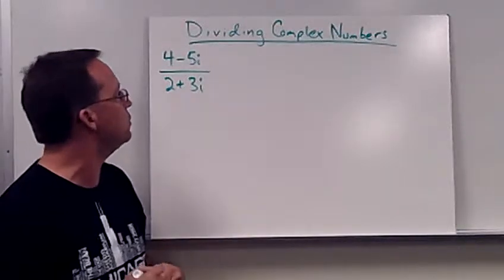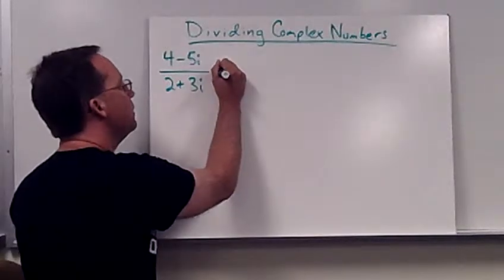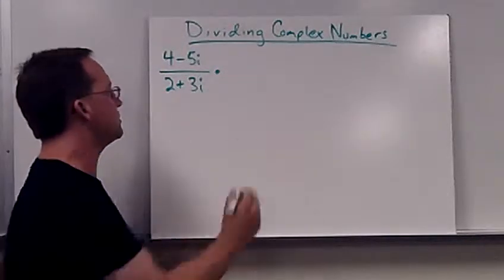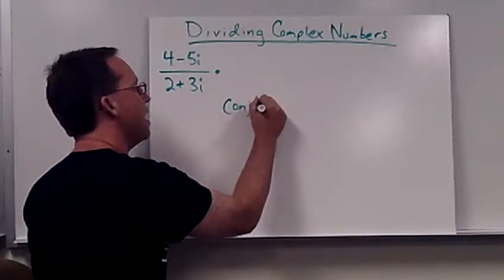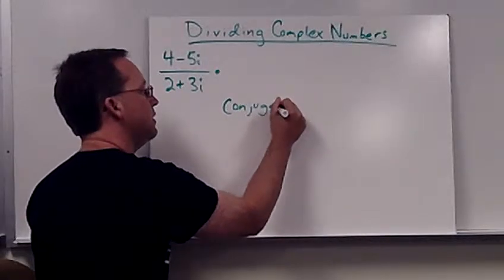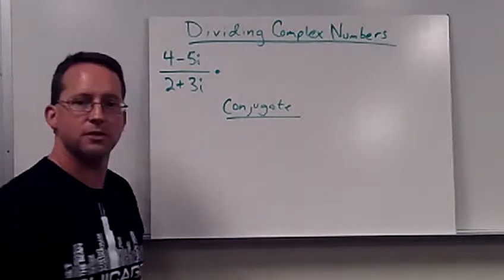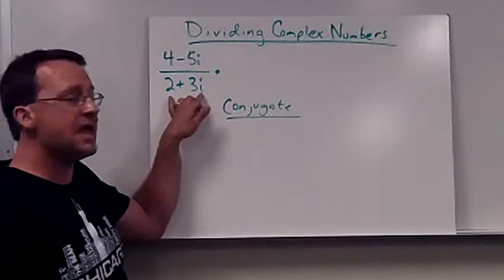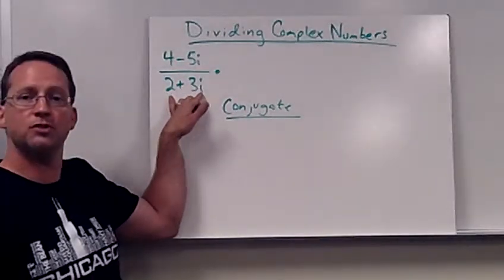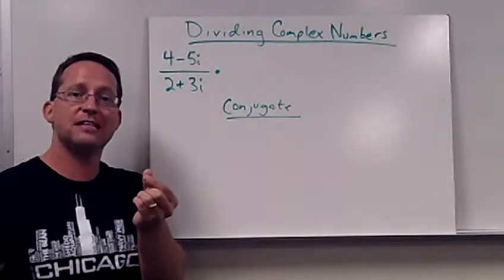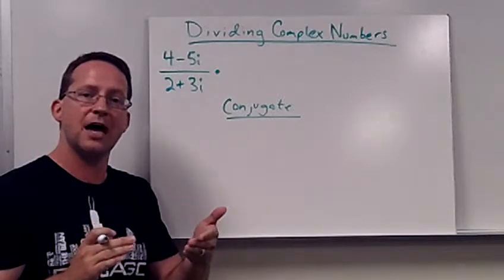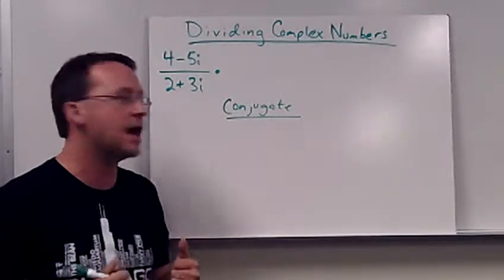The first thing we need to do is multiply both the top and the bottom of this fraction by something. And it's something called the conjugate. All right, that's a new term for us. The conjugate of a complex number. All that is taking a complex number like 2 plus 3i here, changing the sign that's in the middle of it. So the conjugate of 2 plus 3i is 2 minus 3i.